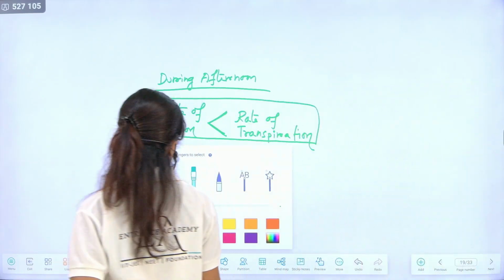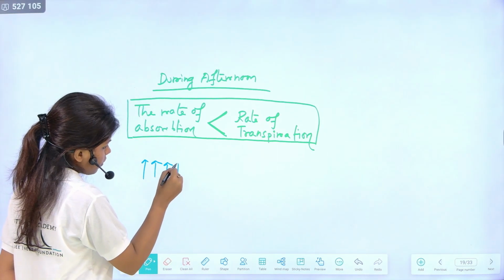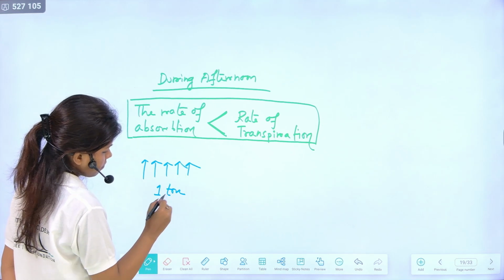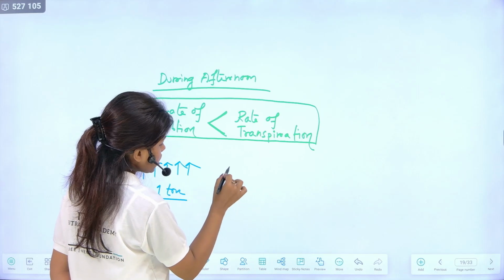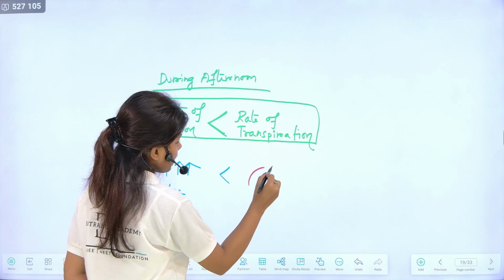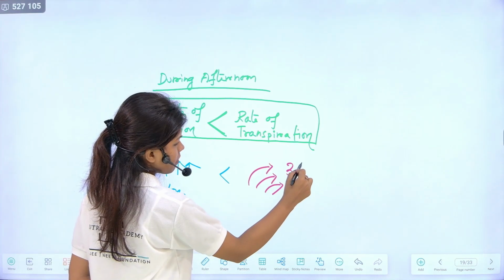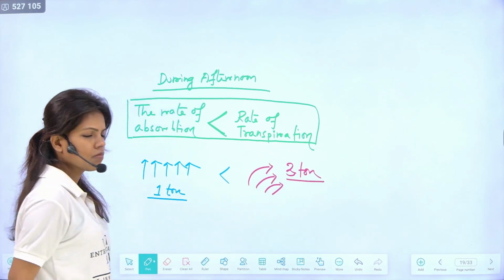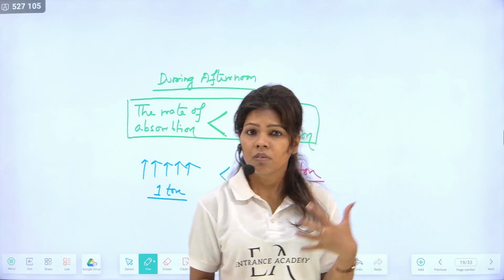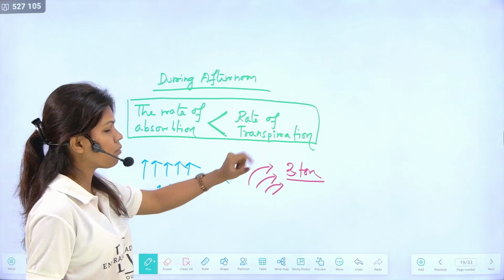The rate of absorption is less than the rate of transpiration during afternoon. So the amount of water the plant absorbs, for example 1 ton, is much lesser than the amount of water the plant releases. Plant releases more, for example. That is why the leaves become wilted, even though the soil is well watered. The rate of absorption is much lesser compared to the rate of transpiration.